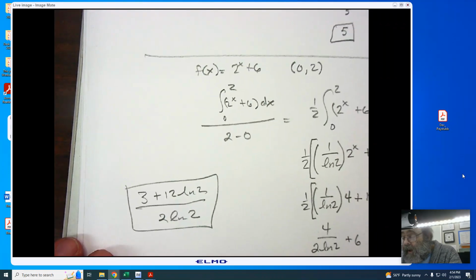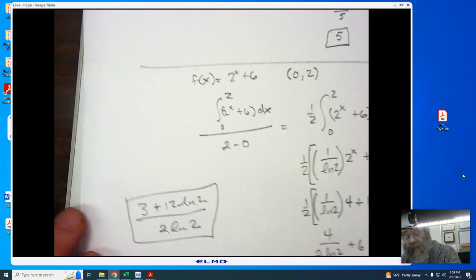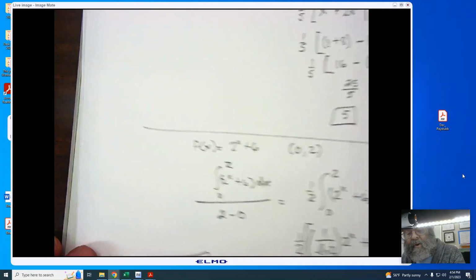Alrighty. That is the end of the finding the average values over the given interval, numbers 1 through 8 from average value number 2.